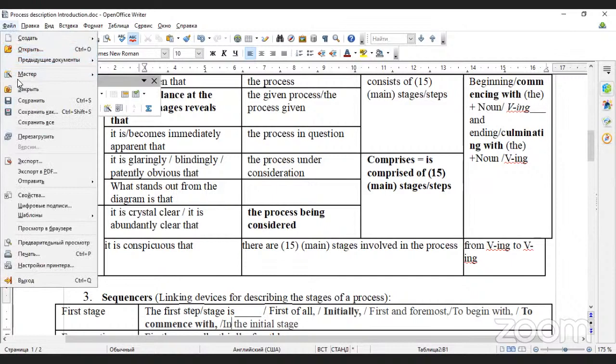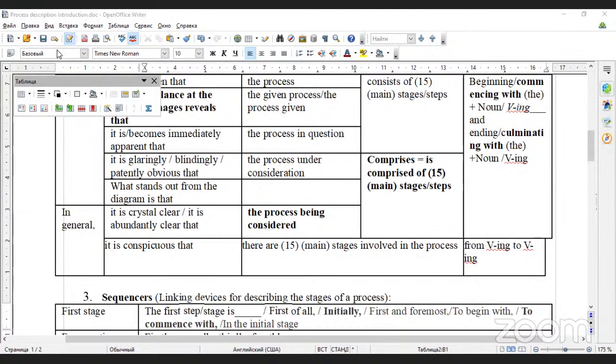The best ones, in my opinion, are initially and to commence with. But if you use commencing with in your overview, then probably you can start with initially. Okay, let's look at the chat box. Yeah, in the first stage, in the first step. Okay, Alexander, yes, you can say that.